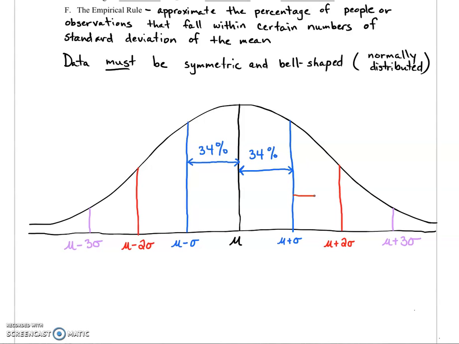From one standard deviation above the mean to 2 standard deviations above the mean, that is 13.5%. And it's the same on the other side. And remember, that's because this curve is symmetric. So when we fold it in half down the middle line where the mean is, the two sides match up perfectly.